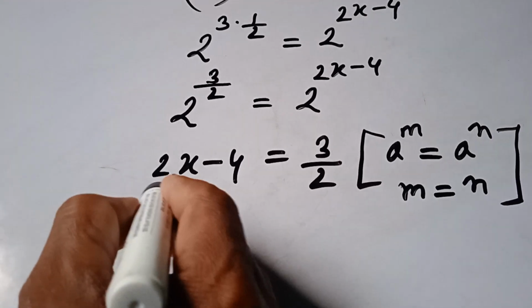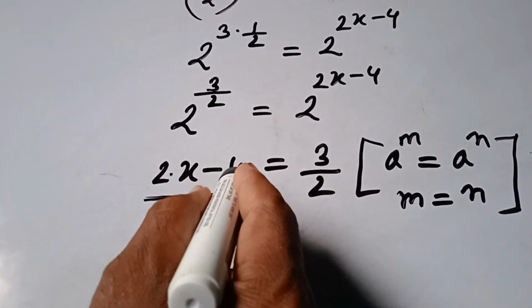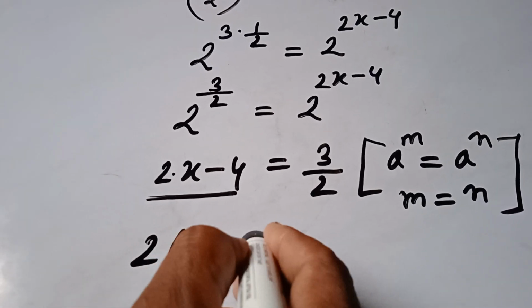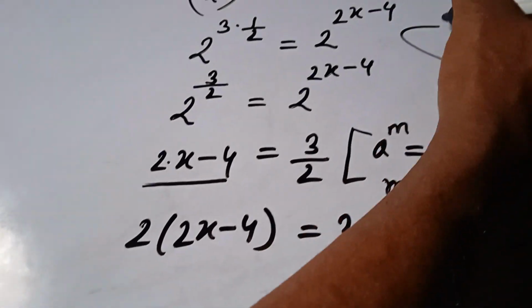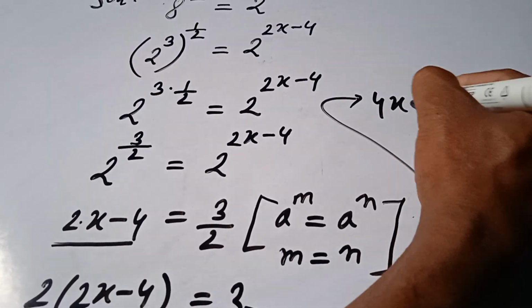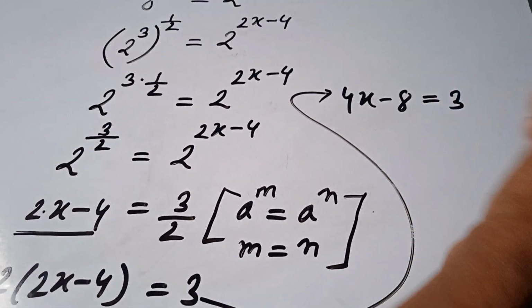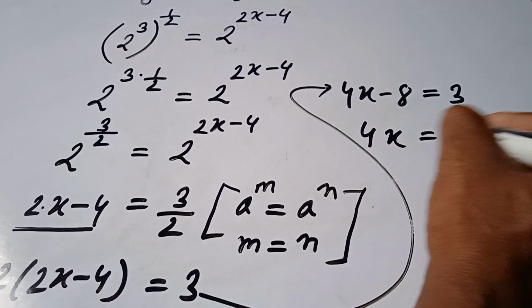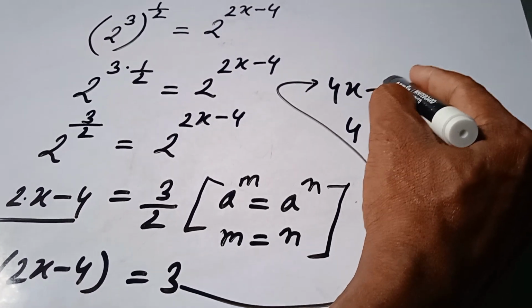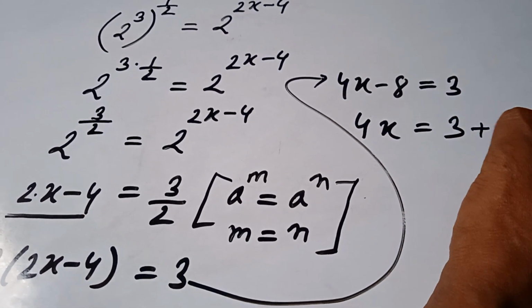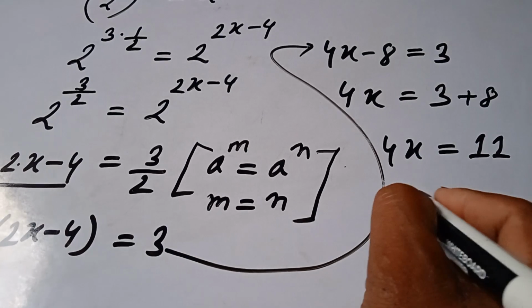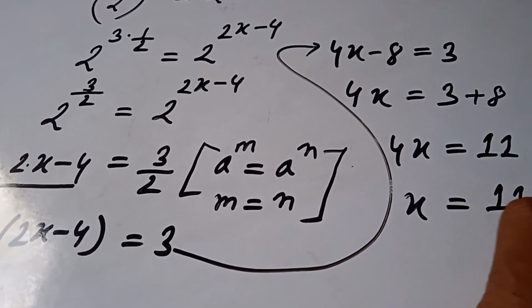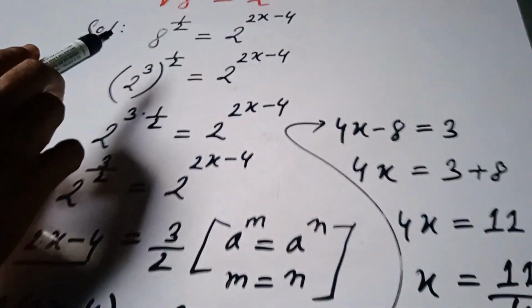Or here we can apply cross multiply. 2 into 2x minus 4 is equal to 3, or 4x minus 8 is equal to 3, or 4x is equal to 3 plus 8, transferring 8 from the right side, so 4x is equal to 11, then x is equal to 11 by 4. So the value of x in this problem is x is equal to 11 by 4.